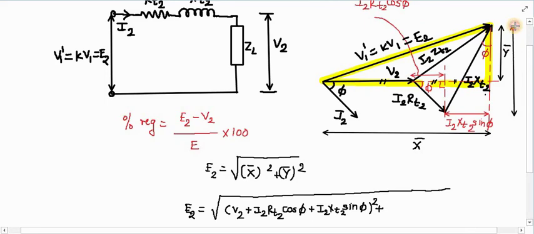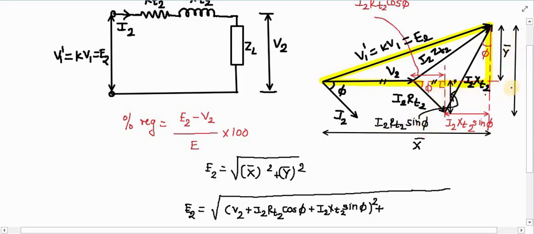This total length minus this small length. This small length. So what is this length? This length is nothing but this length. Right? So what is this length? This length will be your I2 RT2 sine of phi from this right angle triangle.